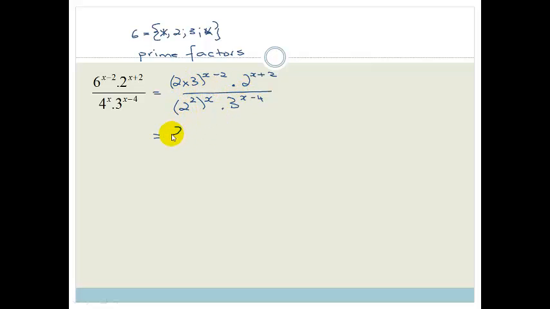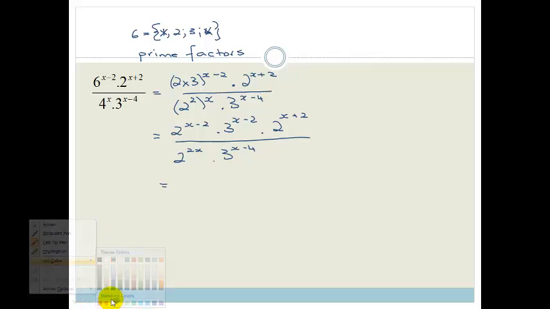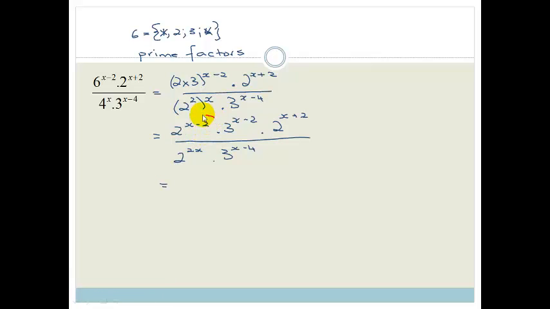So this becomes 2 to the x minus 2 times by 3 to the x minus 2, and then we're just carrying down this 2 to the x plus 2 all over 2 to the 2x times by 3 to the x minus 4. Now we know that the rule of exponents is that we can only simplify if they've got common bases. So let's look here.